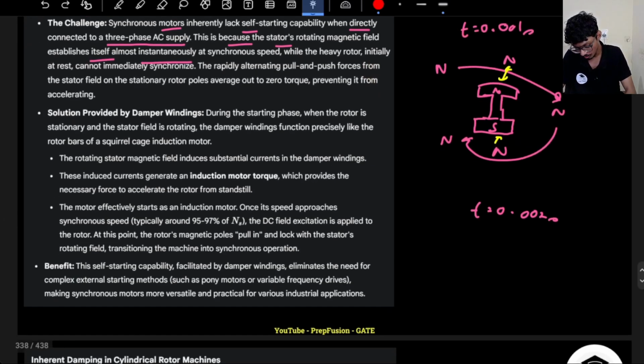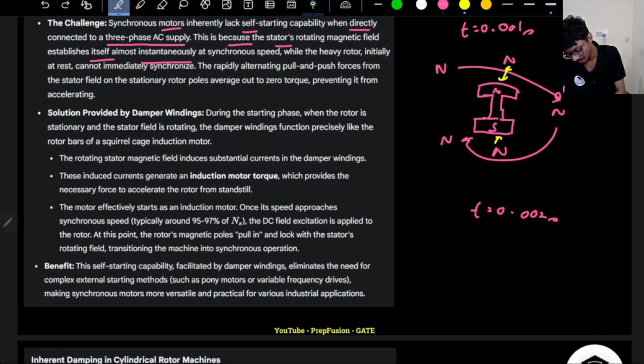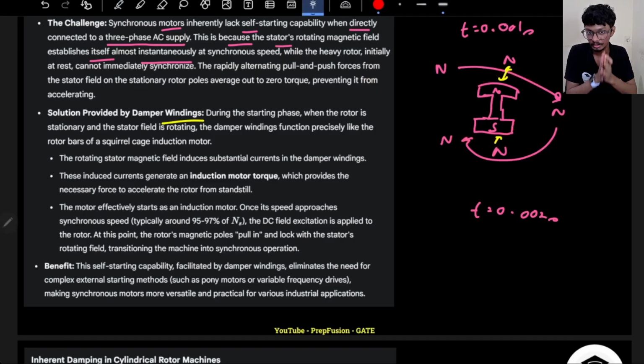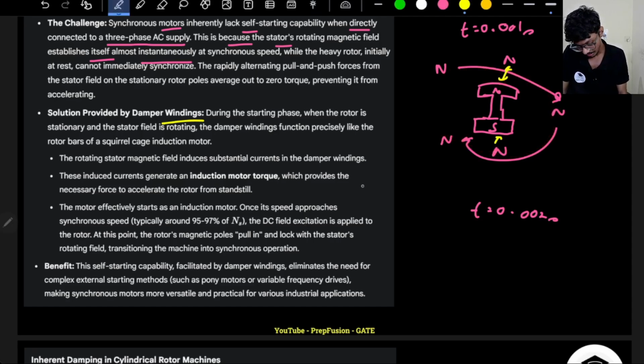To resolve that, we have damper windings. I have told you that damper windings try to reduce the relative speed between the stator and rotor. Whenever there is relative speed between the stator and rotor, they will try to oppose it and make both of them the same speed. So again, with damper windings, what will happen? If the stator poles are rotating, the effect is like that of an induction motor. Remember, it is the same as an induction motor.